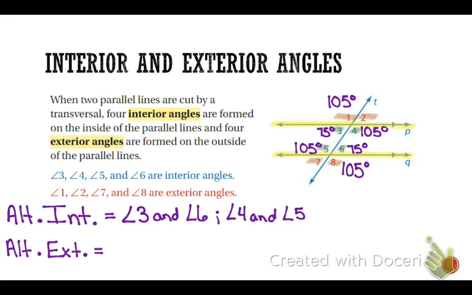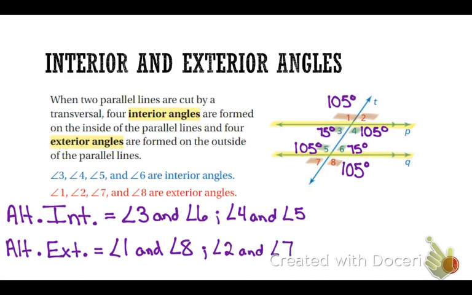It also corresponds with which angle? 8 corresponds with which angle? Not corresponds, correspond. 4. It's in the same location as angle 4 in the bottom right, and angle 4, ironically, is 105. So alternate exterior angles would be 1 and 8. And what is the other pair of alternate exterior angles? 2 and 7. So if I asked you to list one, you have 2 pairs to choose from. Angles 2 and 7.